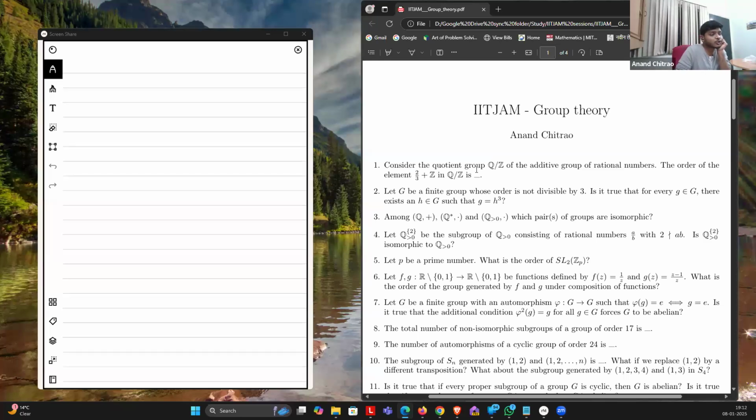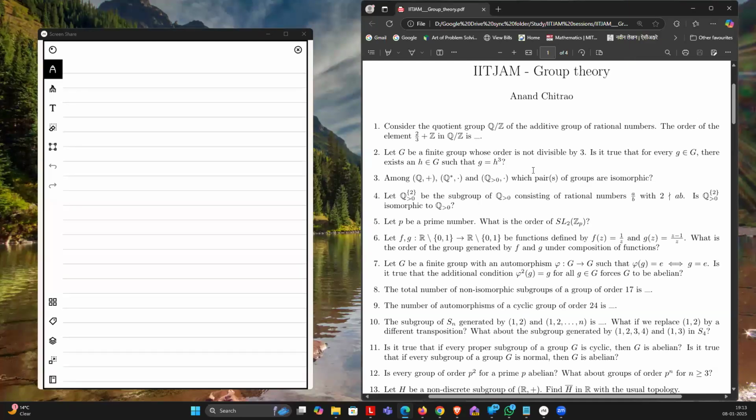So I'm looking at the quotient group Q mod Z of the additive group of rational numbers. So Q is a group, Z is a subgroup of Q. Then this is a quotient. Now 2/3 plus Z is an element in Q/Z. What is its order? Everybody knows what order is? What is an order?